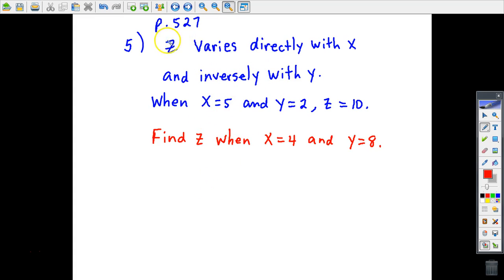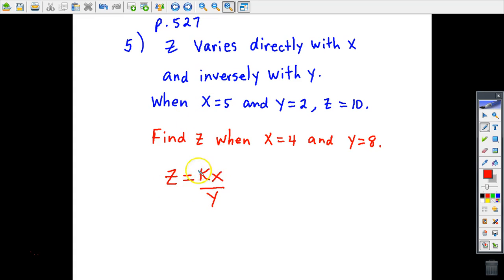All right, so let's interpret this first sentence. z varies directly with x. I'm just going to write that part down, because direct variation means multiplication. And then it says it varies inversely with y. Well, remember, inverse variation implies division. So it's like we combine both of those operations in the same function. Okay, so this is kind of a template.